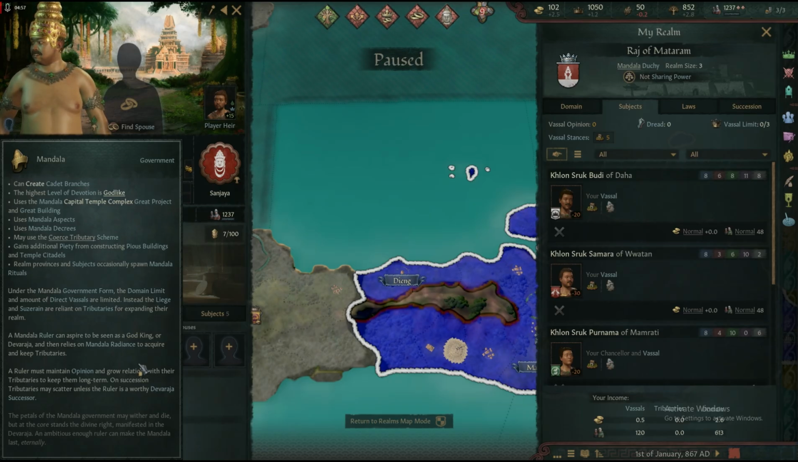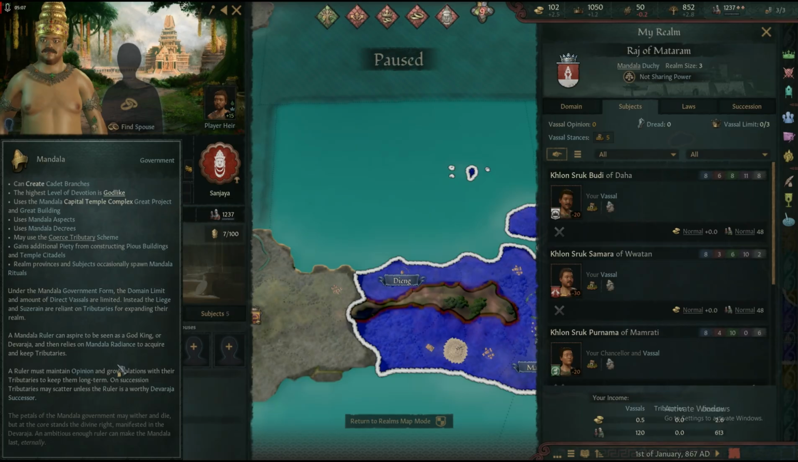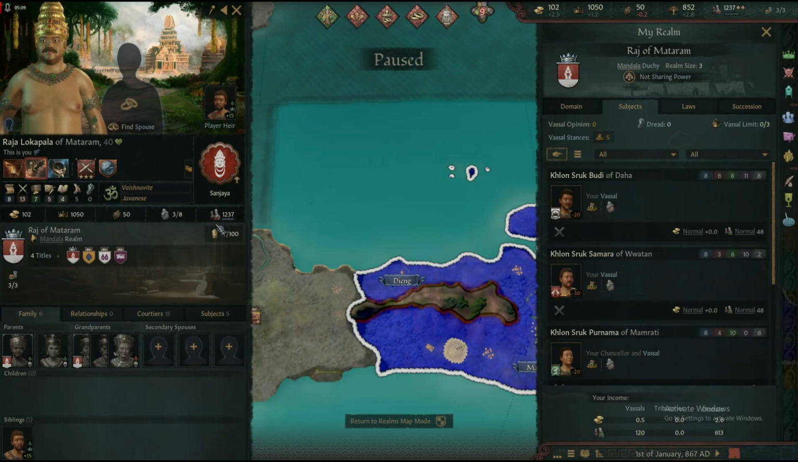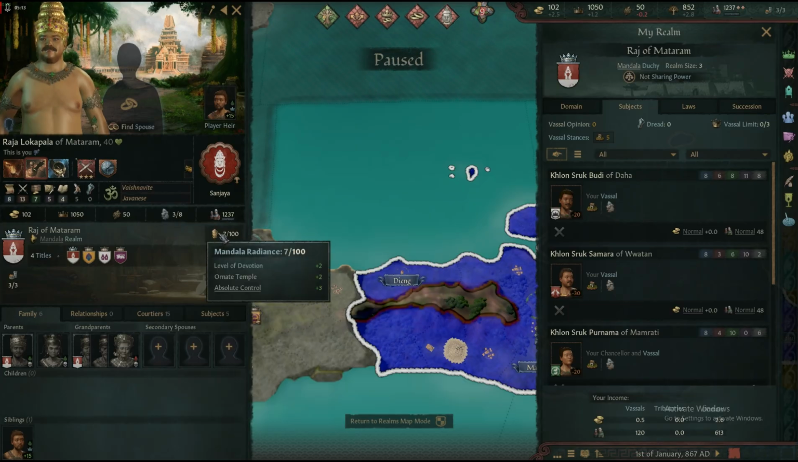And right here, your Mandala Radiance is required to keep tributaries. It's a kind of fancy way of saying legitimacy, which is still a thing, it's just different. It's right here.